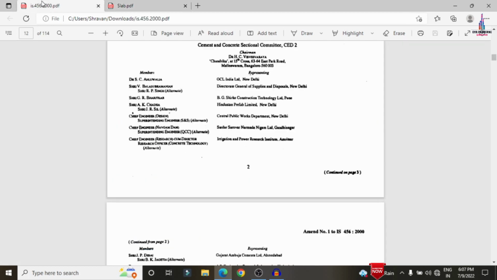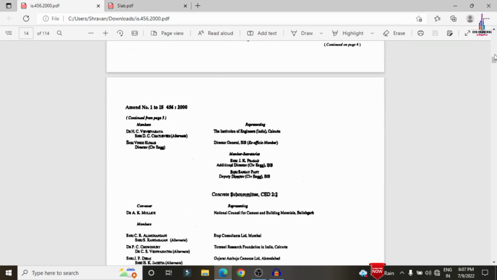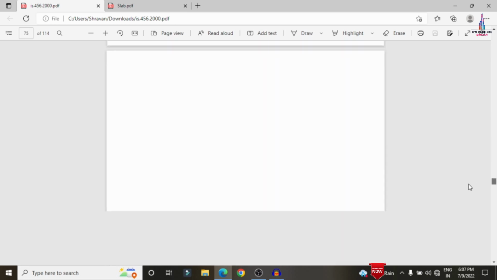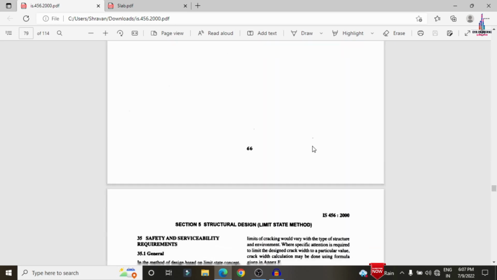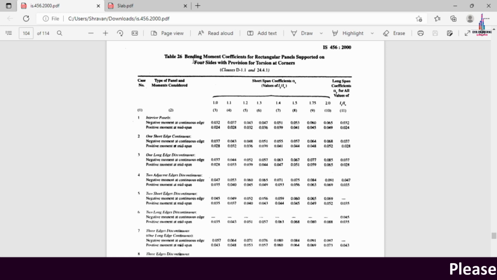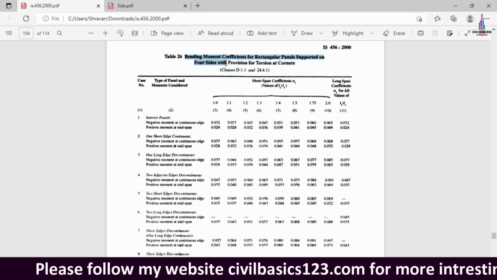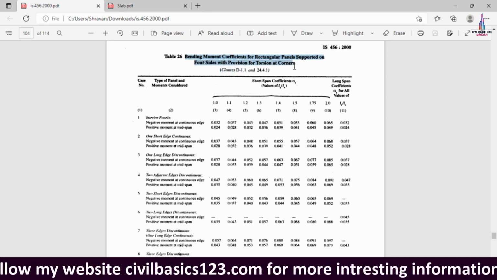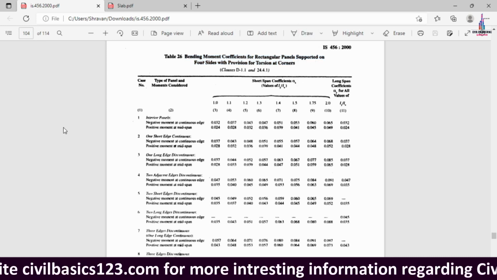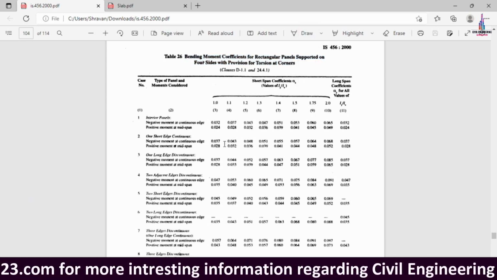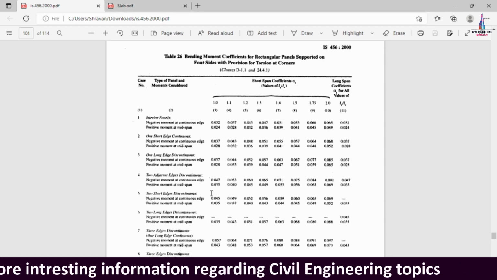Here I am opening my IS 456 2000 code provision standard, page number 91. The table is available on page number 91: bending moment coefficients for rectangular panels supported on the 4 sides, with provision for torsion at the corners. The values of the negative as well as the positive moments will be taken from this table.